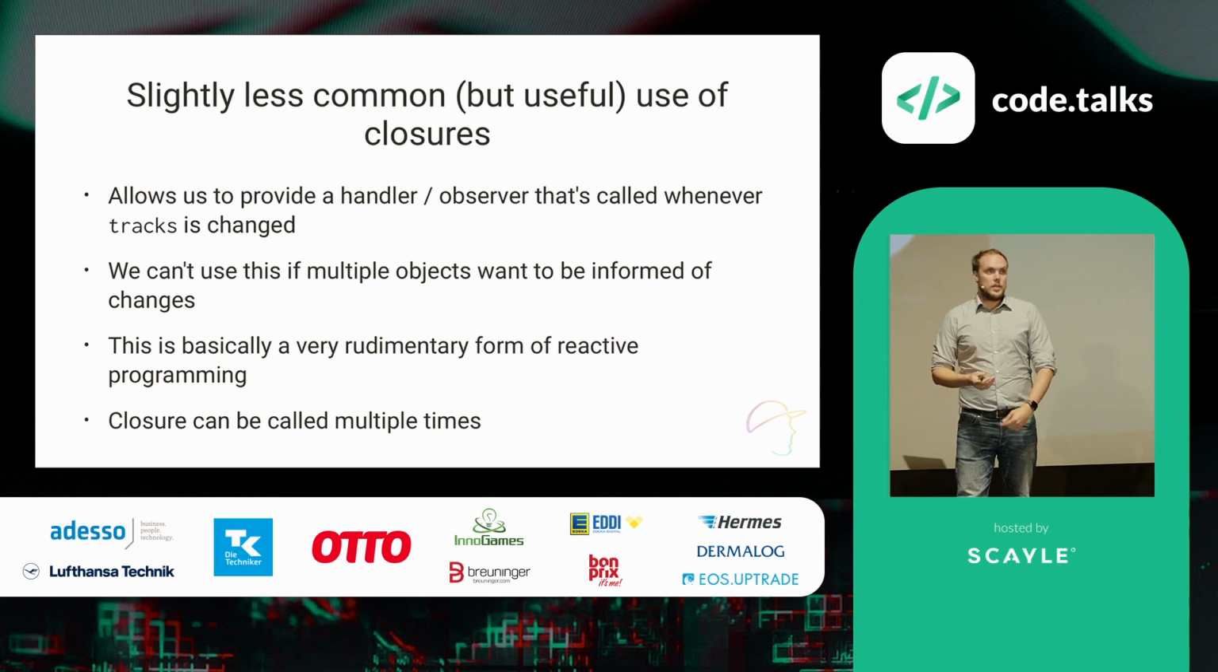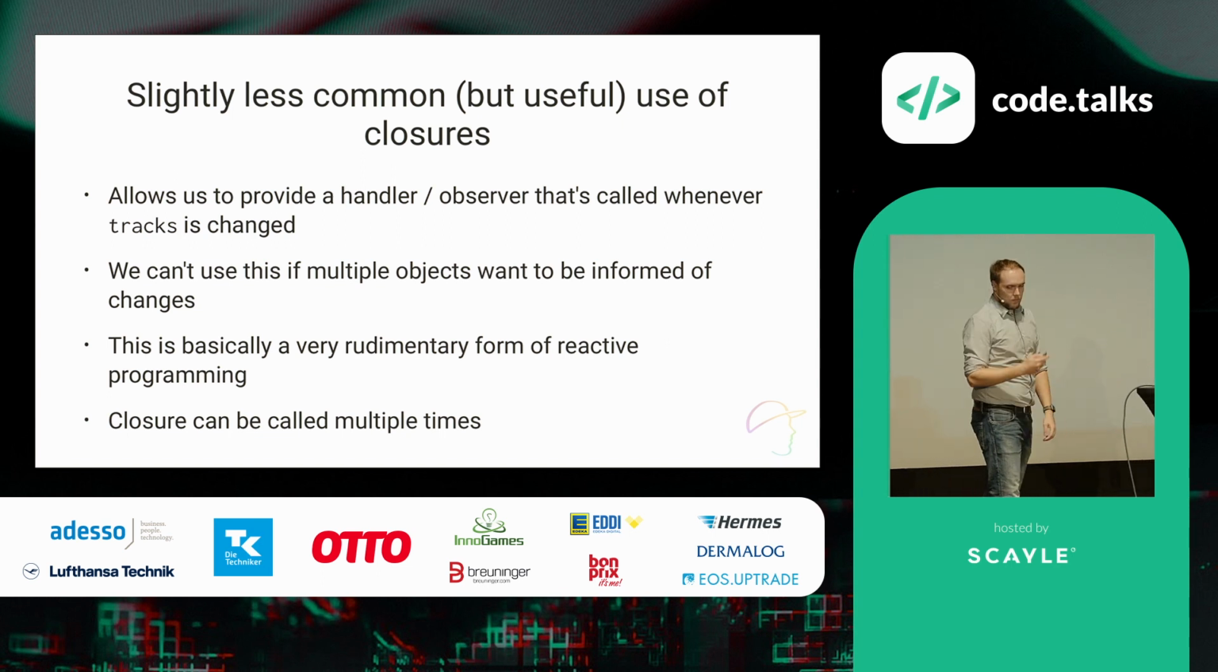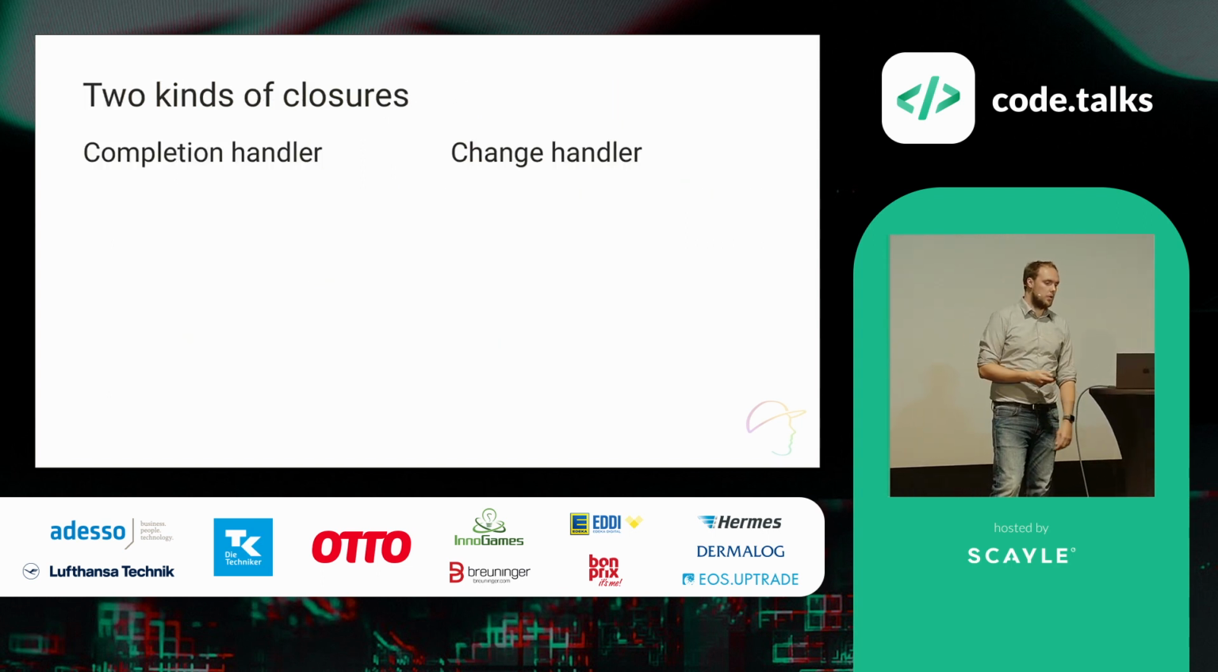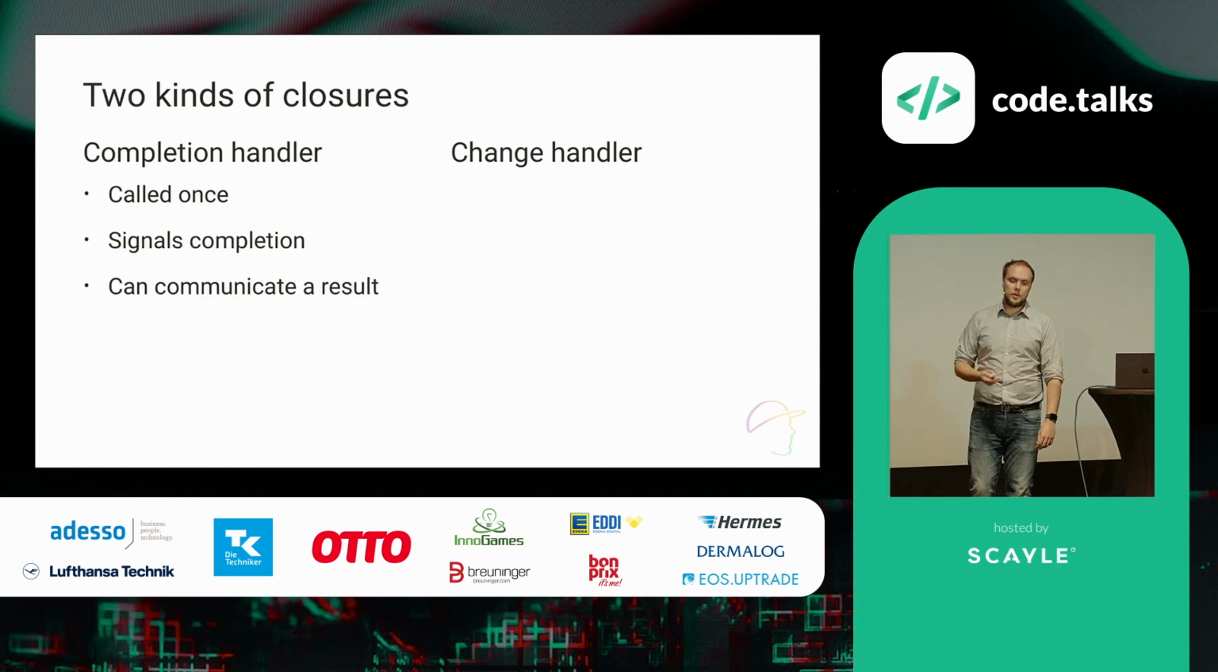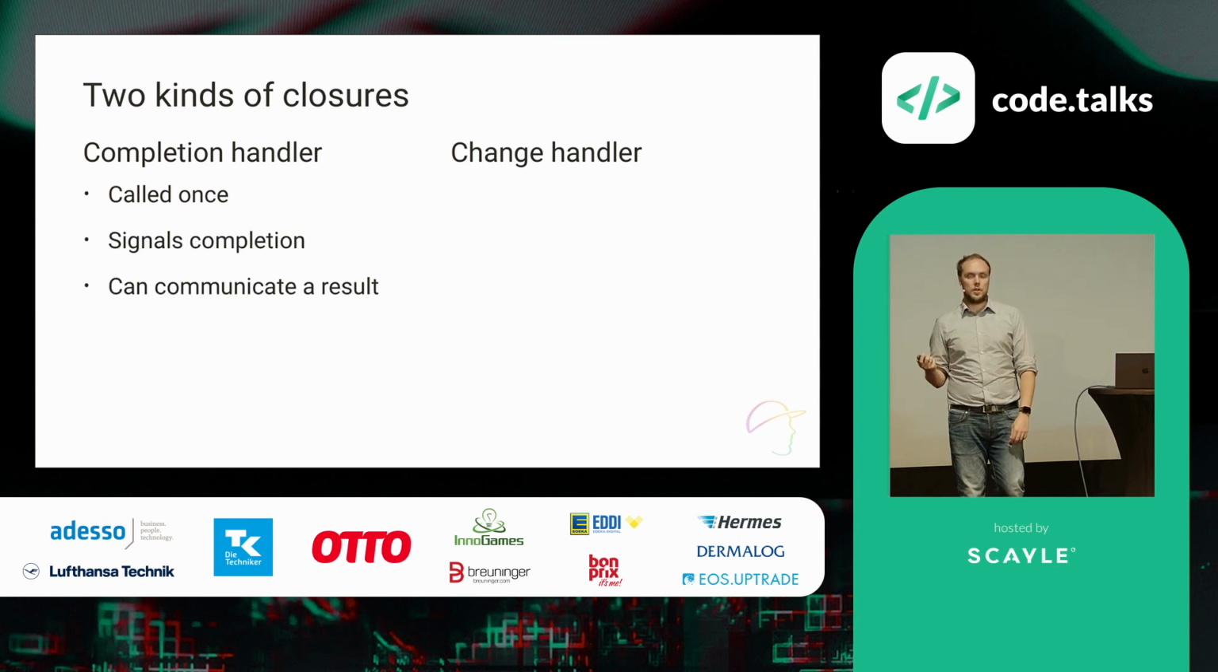And what's important to realize is that the closure that we're using here can be called multiple times, because this state might change value a couple times. So comparing the two kinds of closures that we often see, one is a completion handler, called only once, signals completion, and it can communicate a result.